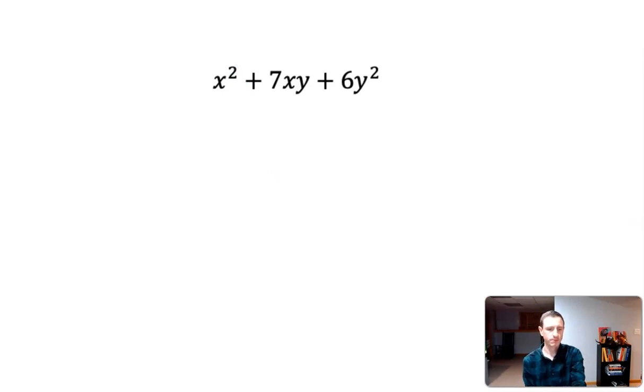All right, next problem. I have x squared plus 7xy plus 6y squared. So in this problem, it's pretty straightforward on the factoring because we just want two numbers that multiply to 6, add up to 7. But what might throw people off is this y squared at the end.